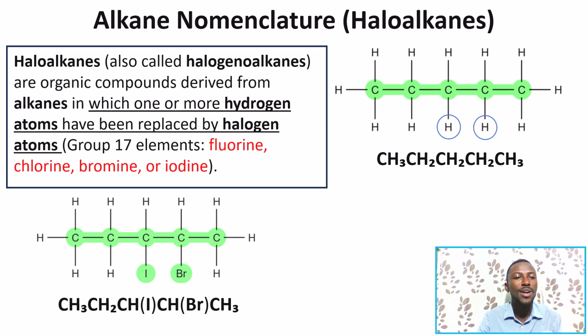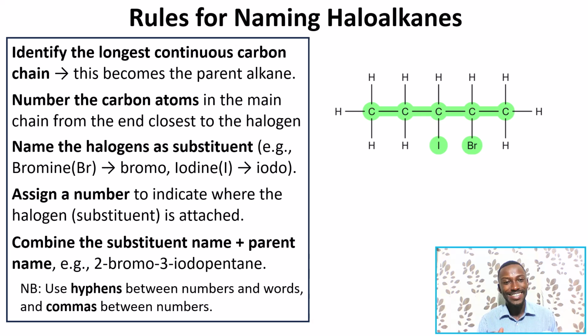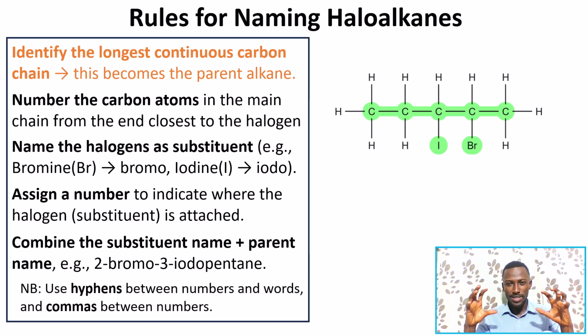But how do we name haloalkanes? Because that's our focus: nomenclature of haloalkanes. The rules for naming haloalkanes are the same as for naming the other alkanes, especially branched alkanes, but this time the alkyl groups have been replaced by a halogen. Step 1: identify the longest continuous carbon chain, and this becomes the parent chain. By the longest continuous carbon chain, we are referring to a series of carbon atoms linked without interruption. That becomes the parent alkane.